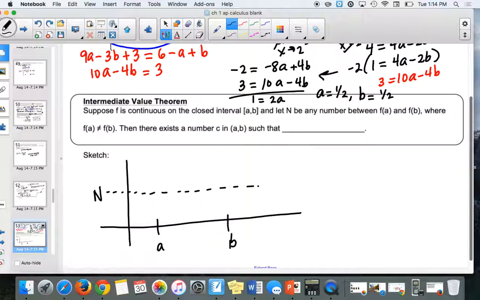And we know that n is some number between our two heights, so f of a and f of b. So let's say f of a is here, and f of b is here. So we have a continuous function, so we have some kind of thing that's connecting those. Make sure it passes the vertical line test, though. Like that.